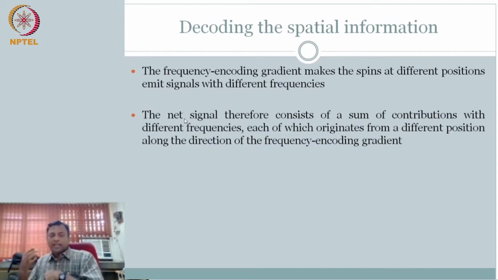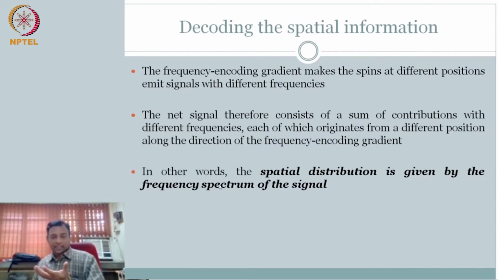The meaning of any mathematical concept comes in by reading and understanding the meaning here. When you talk about frequency contribution, you're going to have contributions of different frequency. It sounds very similar to what you talk about as frequency spectra, right? In other words, the spatial distribution is given by the frequency spectra of the signal. I have contributions of different frequencies. What is that? That is your frequency spectra. So the frequency spectra contains information about the spatial distribution. This is very powerful.